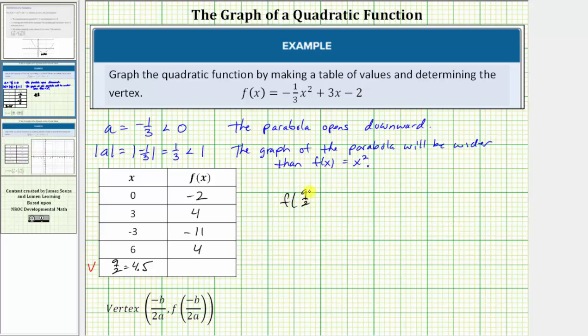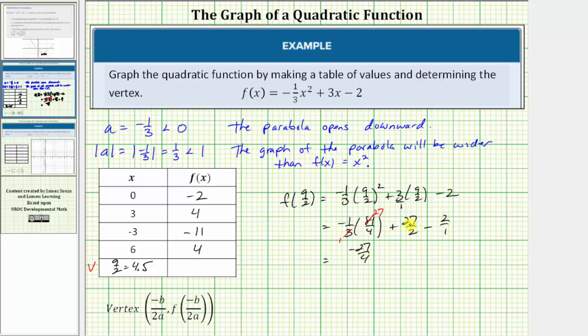So f of 9 halves equals negative 1/3 times the square of 9 halves plus 3 times 9 halves minus 2. Well, the square of 9 halves is 81/4, so we have negative 1/3 times 81/4. 3 times 9 halves is equal to 27 halves, so plus 27 halves minus 2. As a fraction, 2 would have a denominator of 1. For this first product, let's simplify before multiplying. So 1 3 and 3 and 27 threes and 81. This product is negative 27/4.